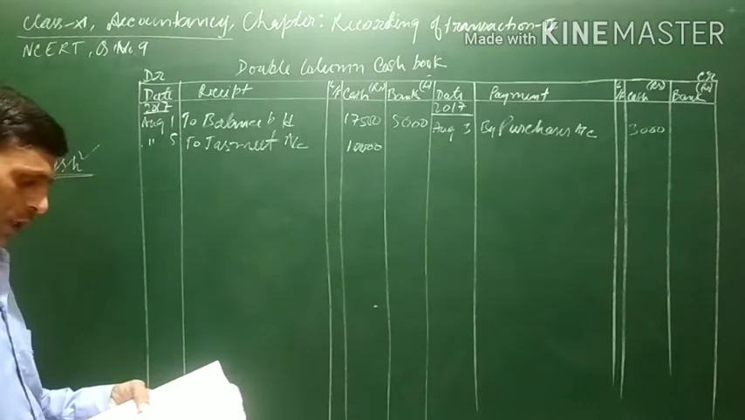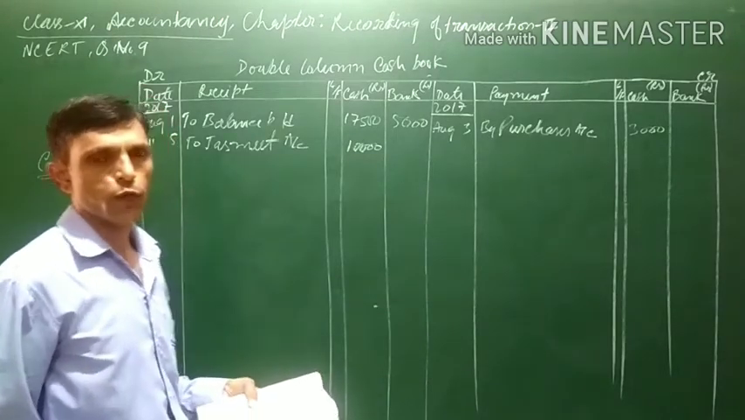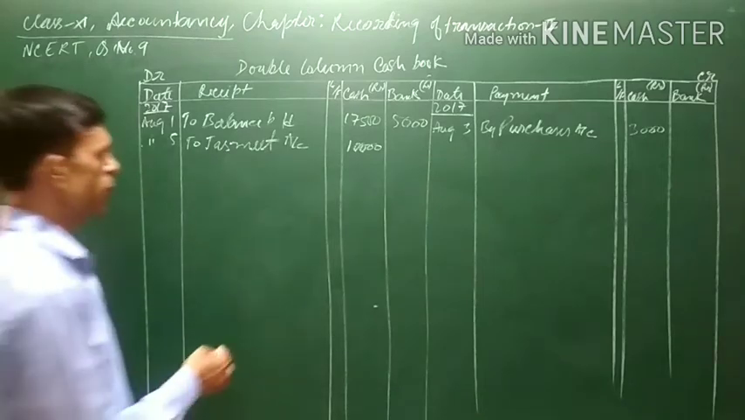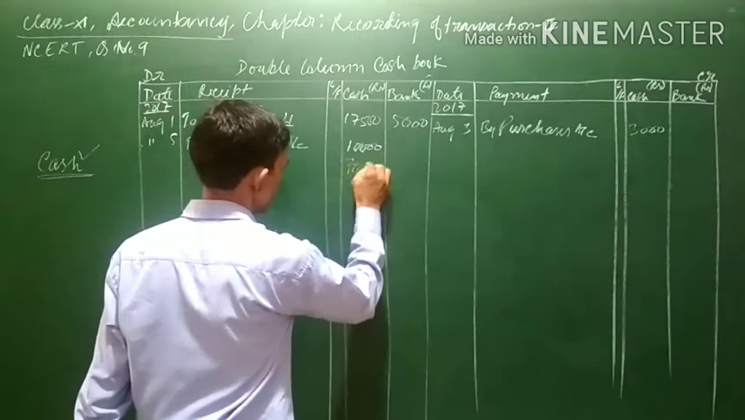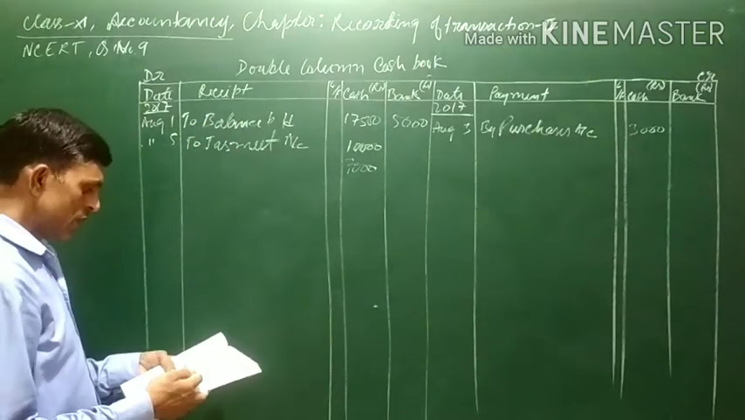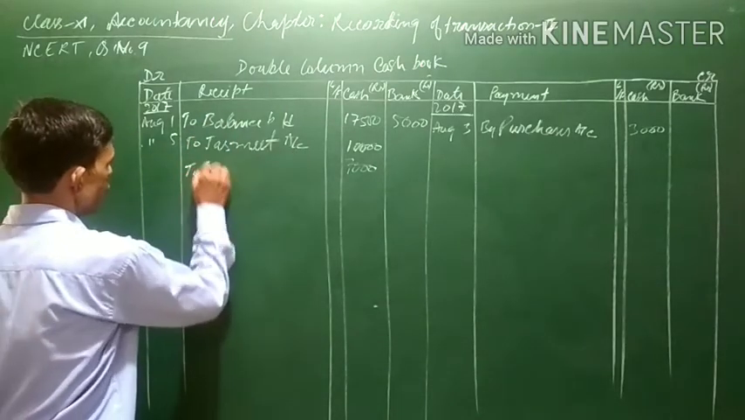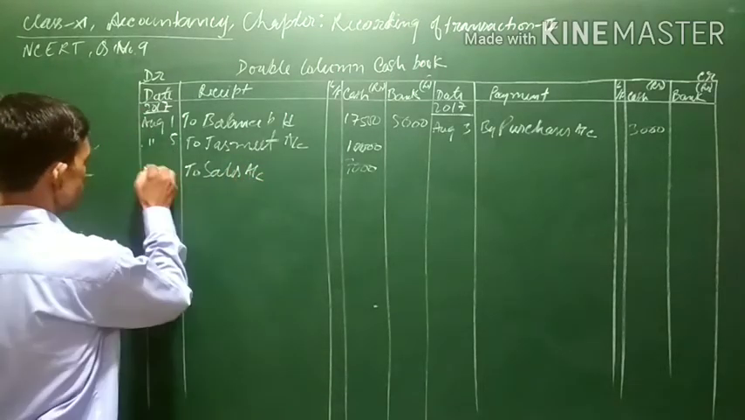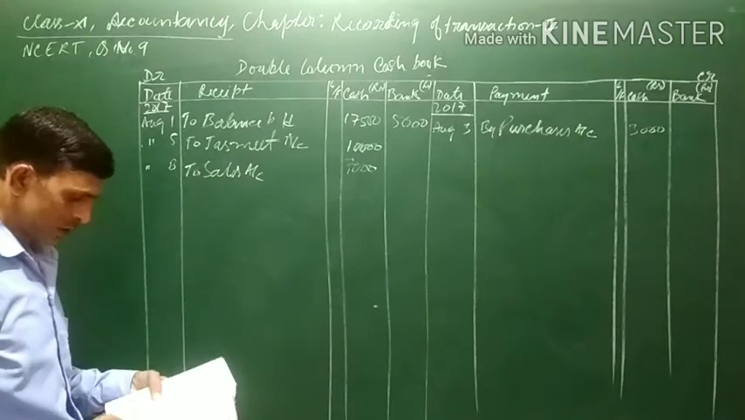Next, on the 8th, the goods are sold. If goods are sold, then obviously cash will be coming into the business. Again, there will be an increase in the cash, so it will be written on the debit side, that is the receipt side. It will be written 7,000, and this is receipt on account of sales. So we will be writing to sales account, and the date is 8th of August.